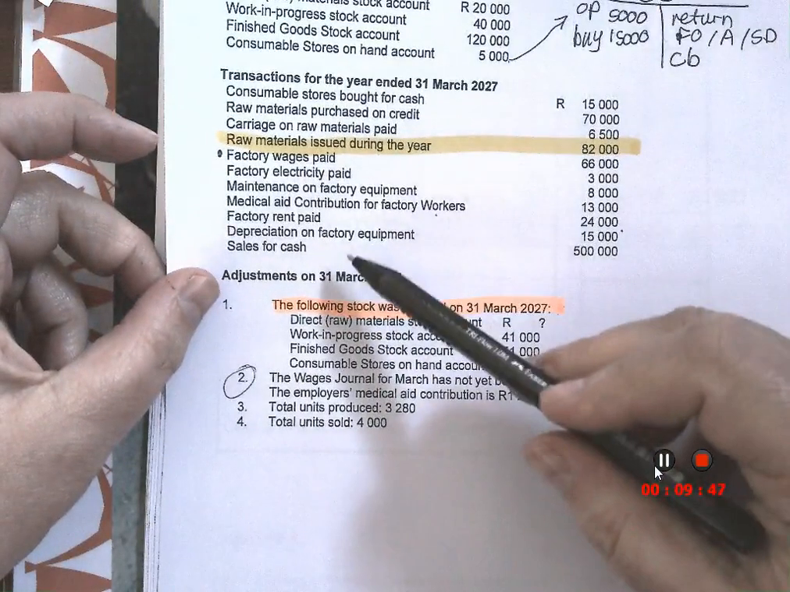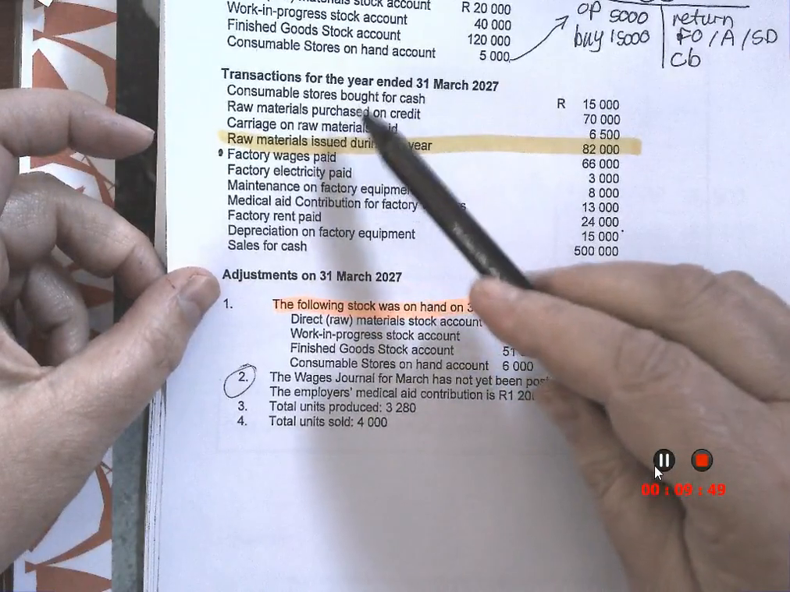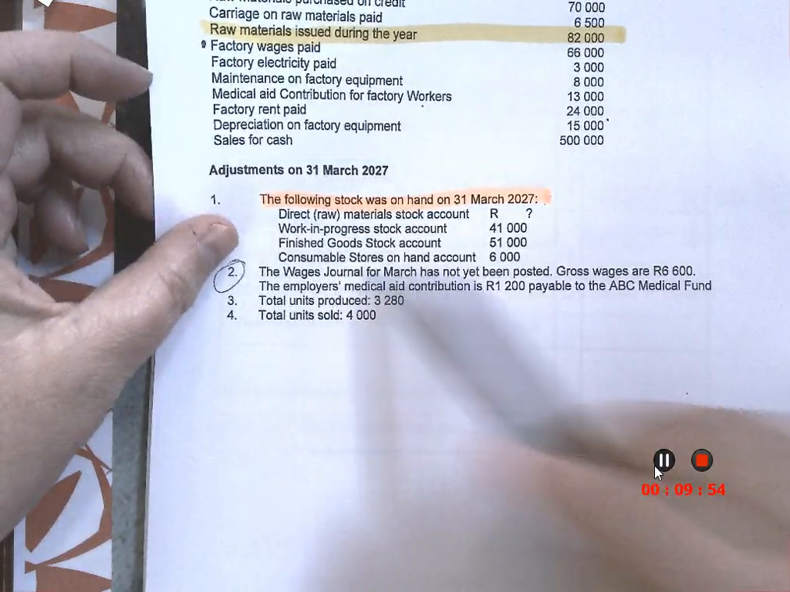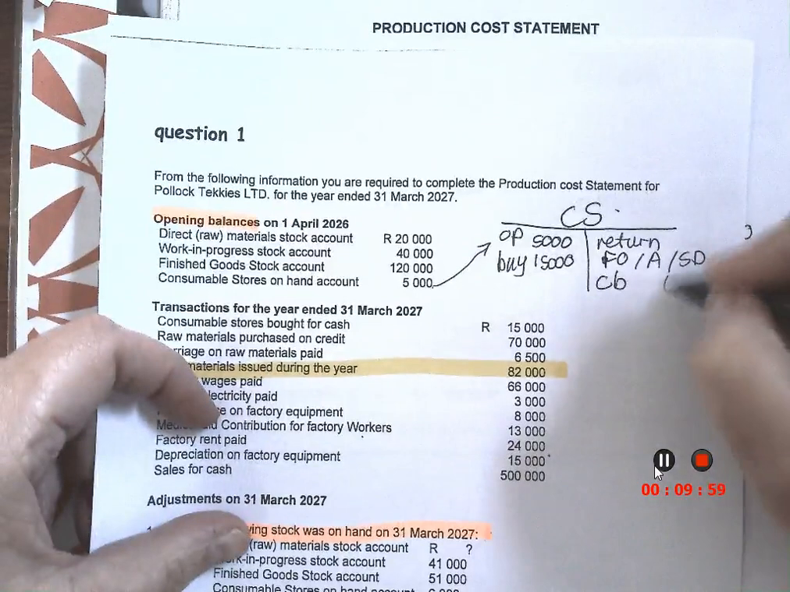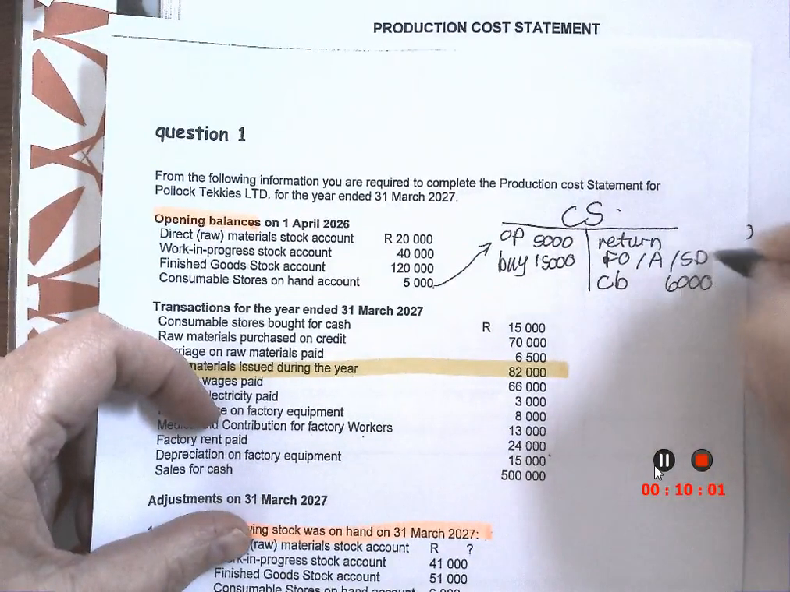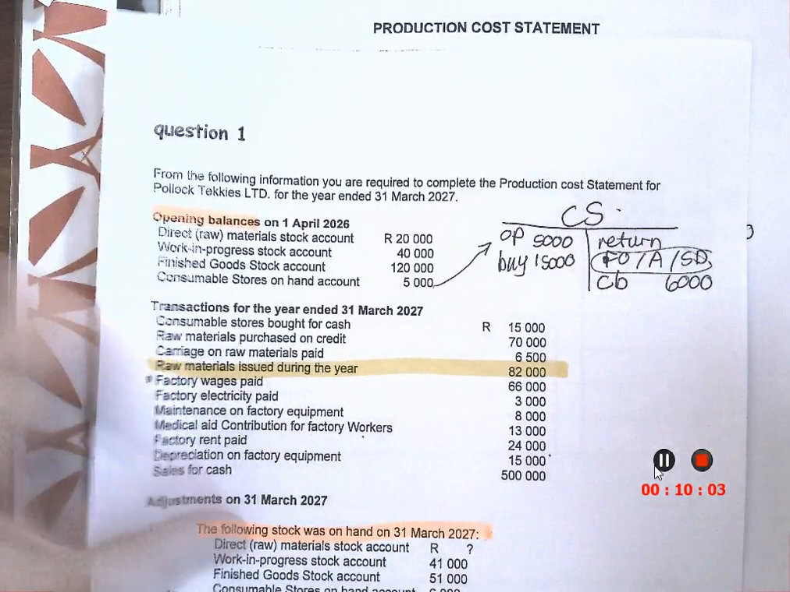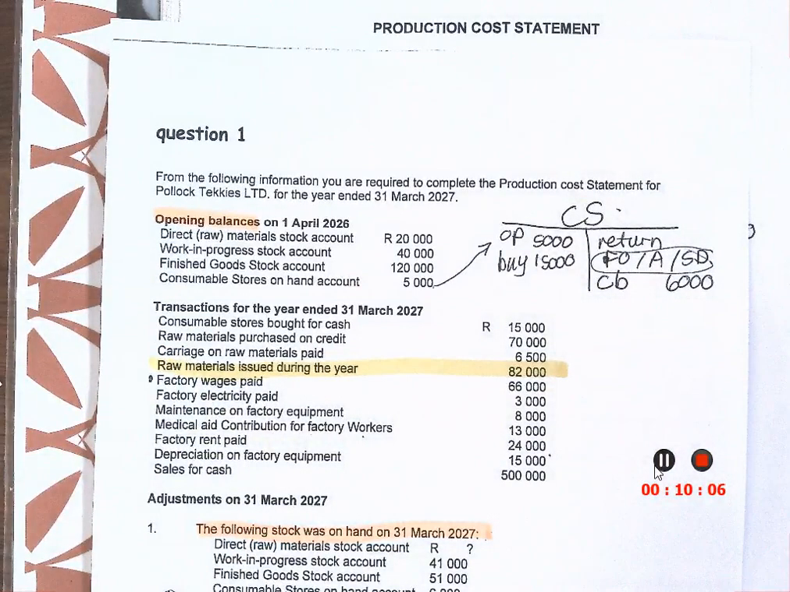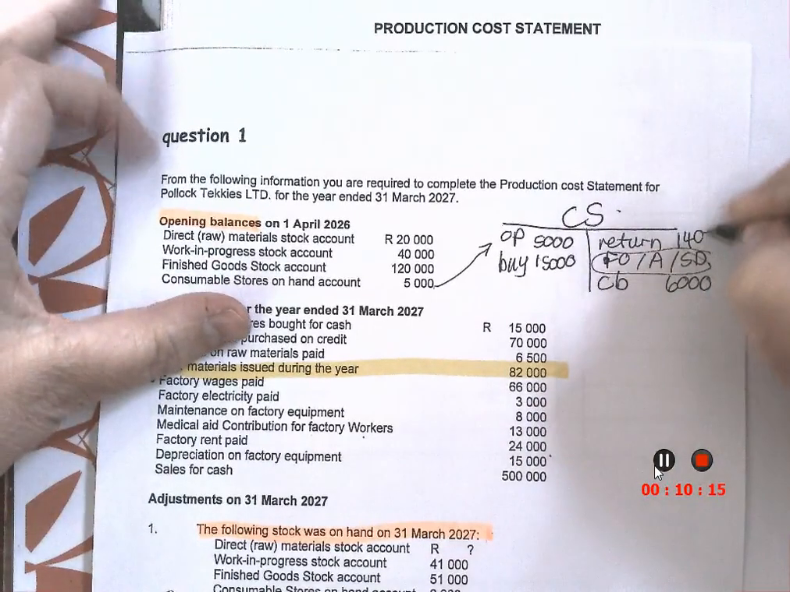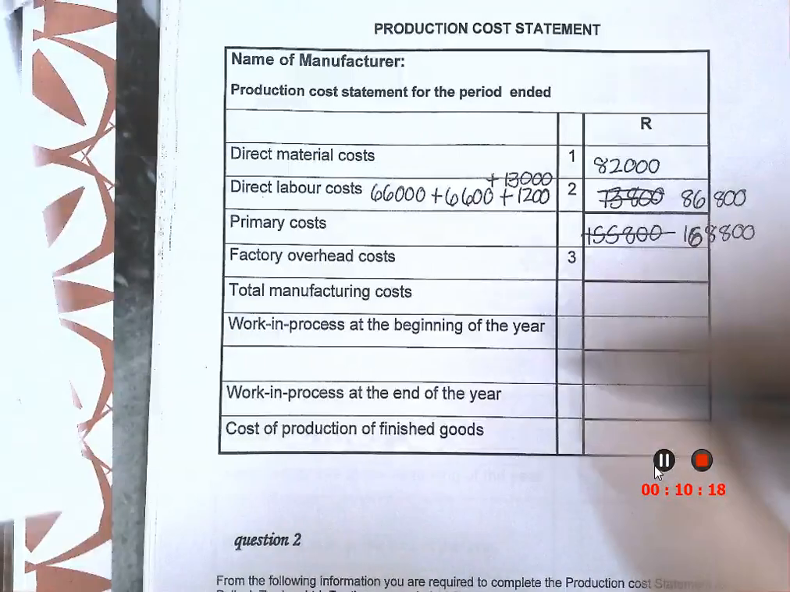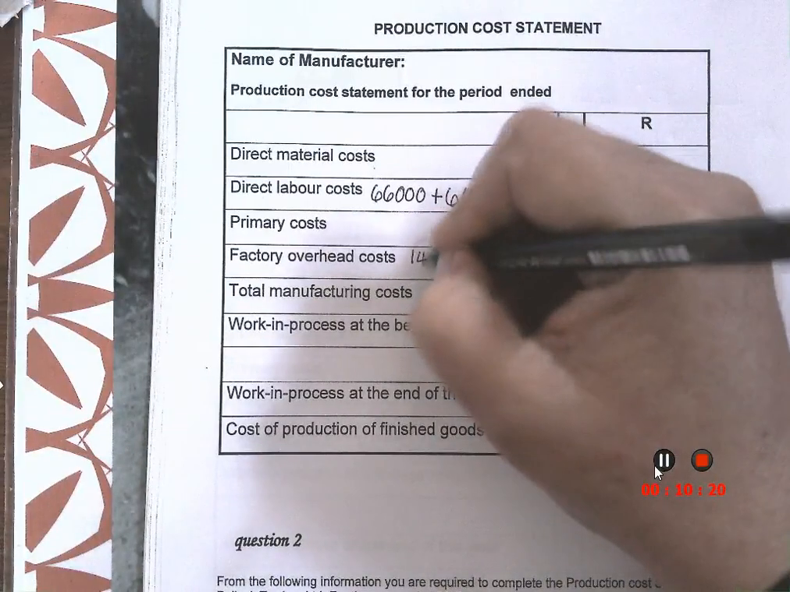Then I'm looking for consumables. In the adjustments, there's only a closing balance of 6. There was nothing returned. So what goes to factory overheads? Because they didn't say that it's split, it goes all to the factory. How much is that? 15 plus 5, it's 20, less 6, gives me 14. So factory overheads, I've got 14.